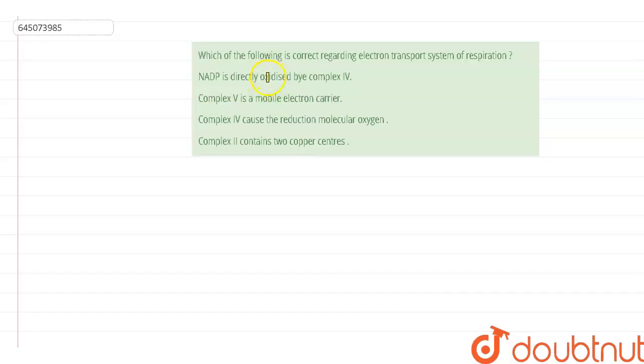Hello everyone. The question that we are going to discuss now is, which of the following is correct regarding the electron transport system of respiration? The options given are: NADP is directly oxidized by complex 4; complex 5 is a mobile electron carrier; complex 4 causes the reduction of molecular oxygen; and complex 2 contains 2 copper centers.